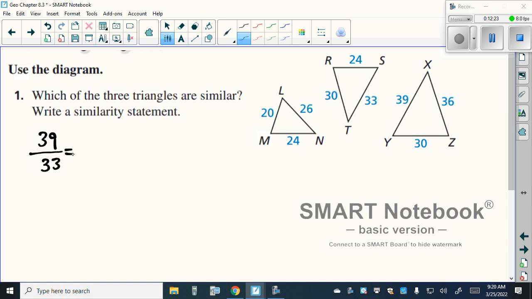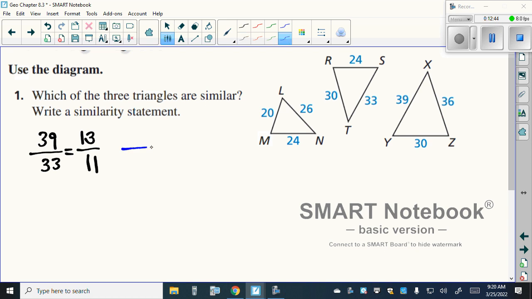Now there is a greatest common factor of 3, because it's kind of hard to see once the numbers get bigger. So we can pull it out. Well, 33 divided by 3 is, okay, so we have 13 over 11, and that is as far as that goes, because 11 and 13 are both prime.